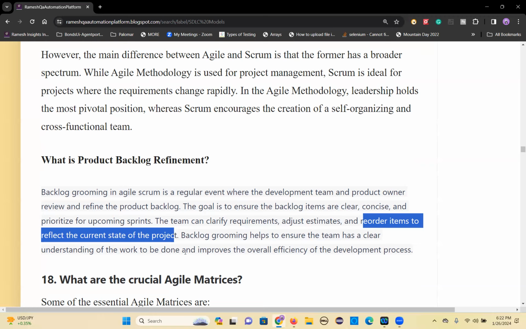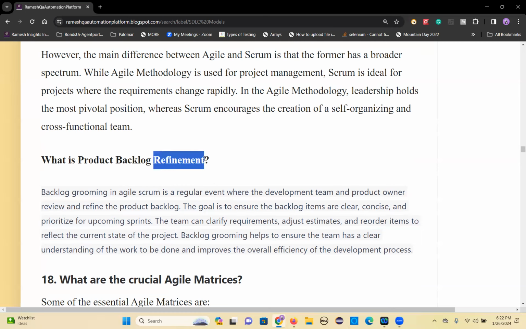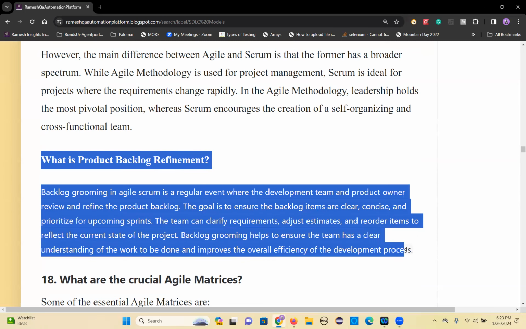So backlog grooming helps to refine each product backlog item, so that it is clearly understandable to all the team members, and improves the overall development process. That's what product backlog refinement means. The meaning itself is very clear. Refine means improve, give more details, get clarity, be clear. That's product backlog refinement. Are we clear? Any questions here?